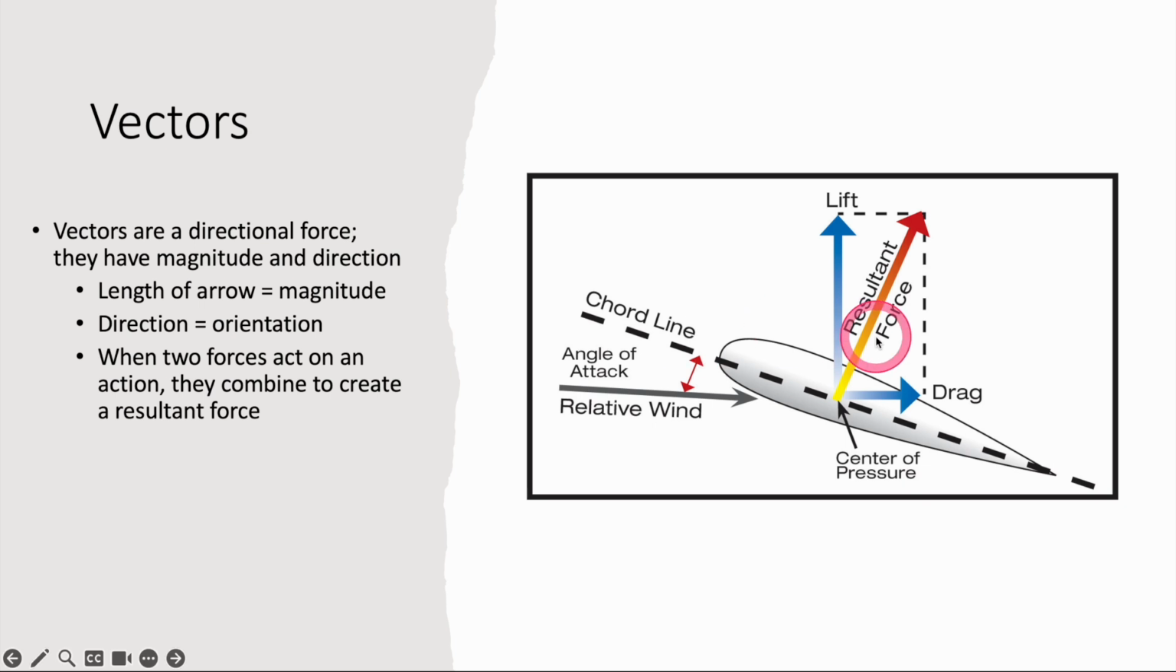So vectors, you'll see diagrams and things with these arrows on them. Those are referred to as vectors. It's just demonstrating directional force, because they have magnitude or strength as well as direction. So we don't always have just one single force being applied to an aircraft. You have combined forces. So lift and drag sometimes combine to produce a resultant force, like in this example here.